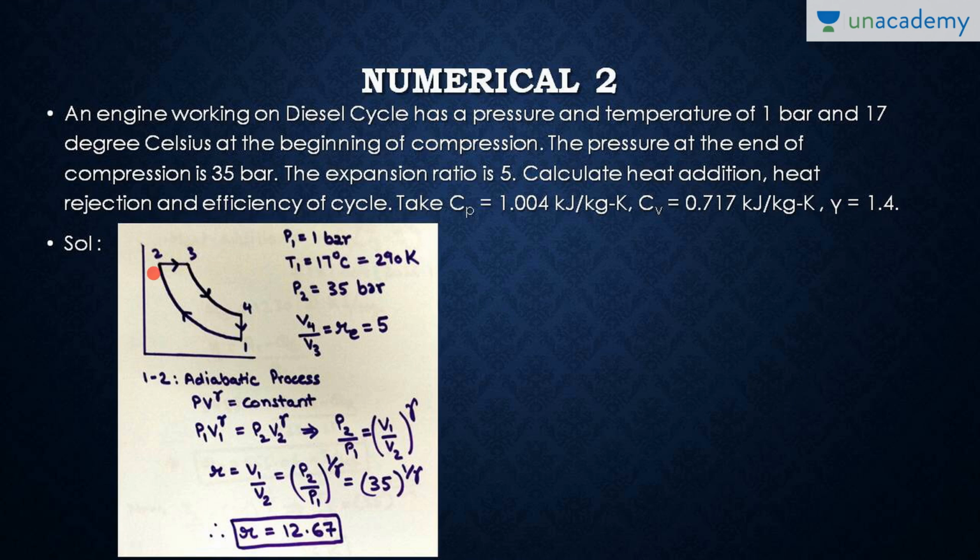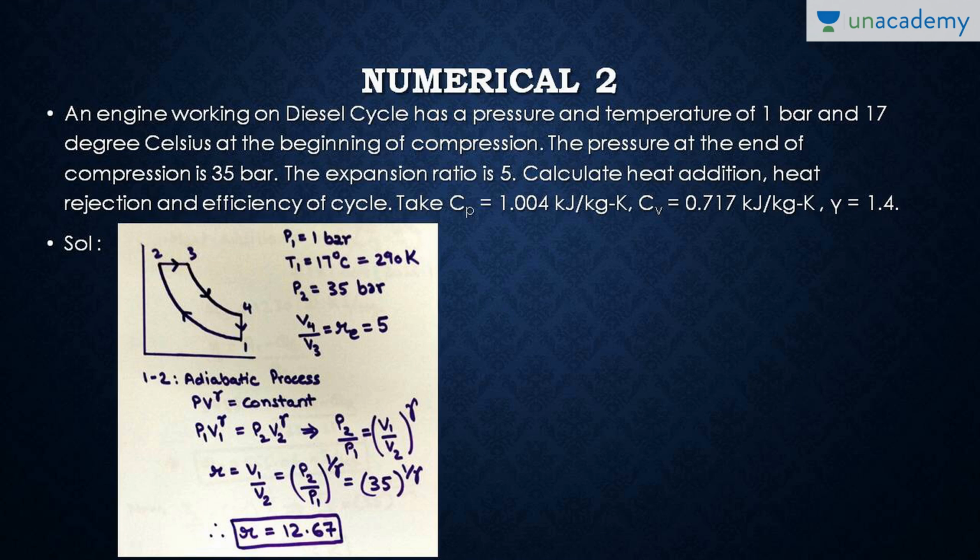This is the end of 1 to 2, reversible adiabatic compression. P1 is given as 1 bar, and at the end of compression it is given as 35 bar. That is, P2 is equal to P3, given as 35 bar. One more thing given is the expansion ratio, which is 5. That means V4 by V3 is given as 5. So P1 is 1 bar, T1 is 290 Kelvin, P2 is 35 bar, and V4 by V3, that is the expansion ratio, is 5.